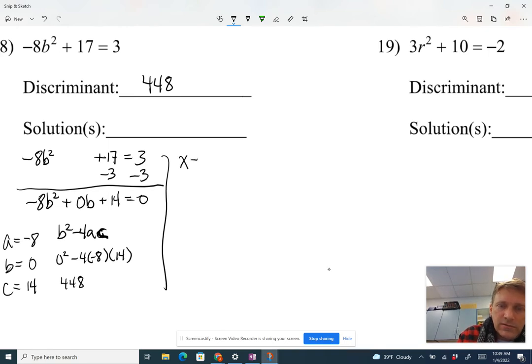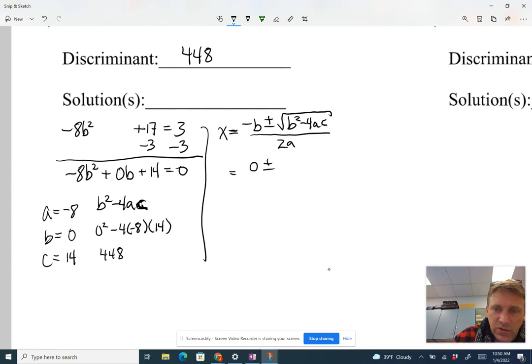I've got a song. My students will recognize the song. X equals negative b plus or minus the square root b squared minus 4ac all over 2a. And we substitute in the values that we found. So negative b, or the opposite of b, since b is 0, the opposite of 0 is still 0, plus or minus the square root of the discriminant, which is 448. We've already found it, over 2a, and a is negative 8.